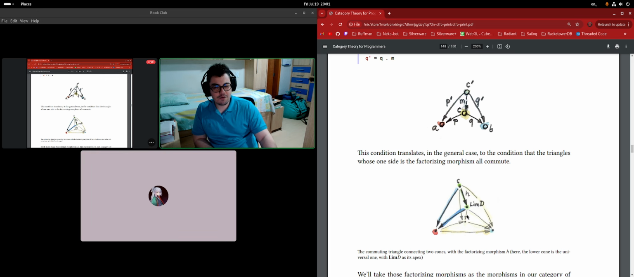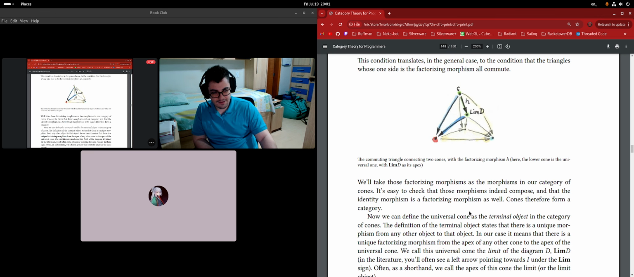Yes, I have another question though. As far as I remember, if all of this holds, we call this the product, right? C. Yes, so the generalization of a product in n dimensions, we call this lim D.